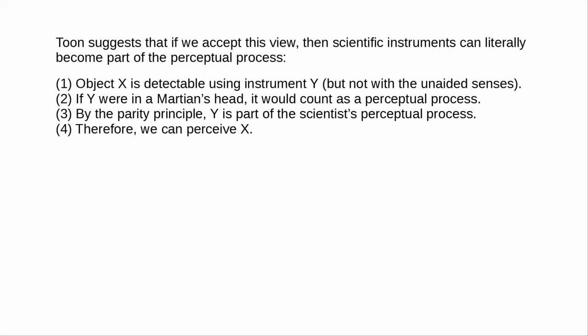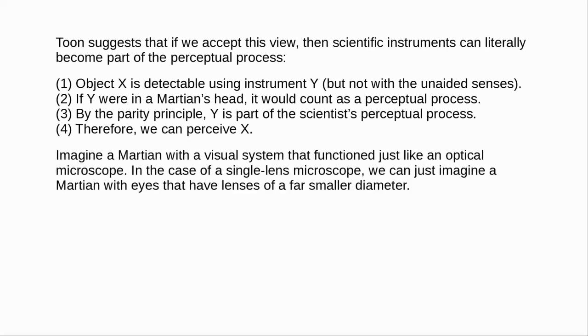So to make this maybe a bit more clear, take, for example, the optical microscope. Now imagine a Martian with a mechanism in its head that can detect what is detected by the human eye plus the optical microscope. In the case of a single lens microscope, we can literally just imagine a Martian with a visual system that is essentially the same as the human visual system, except the lenses of its eyes have a far smaller diameter. Actually, we don't even need to imagine a Martian for this one, because there are creatures that already exist on this planet that have lenses with far smaller eyes that would allow them to detect what we can detect with a single lens microscope.